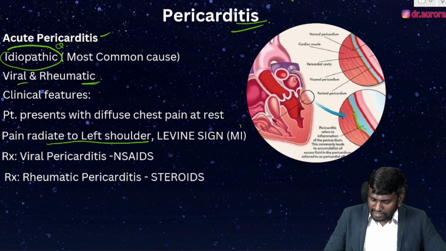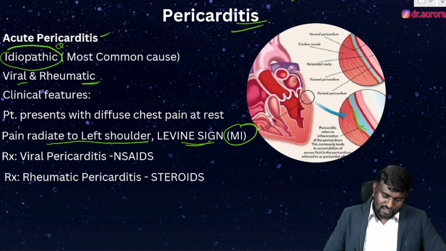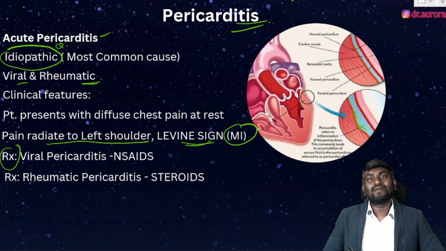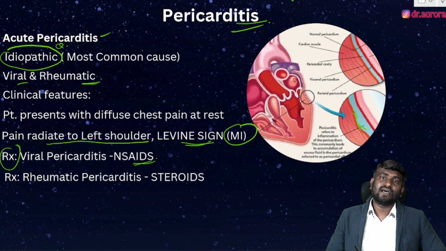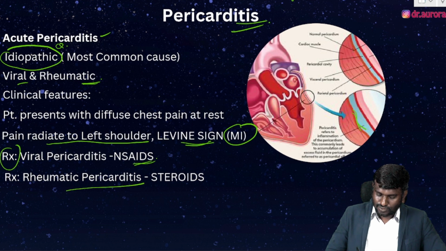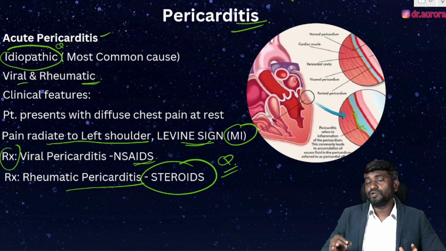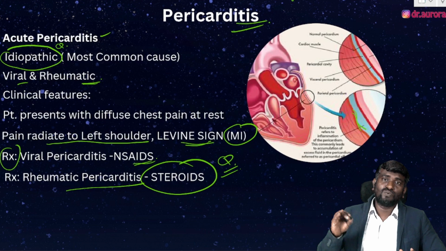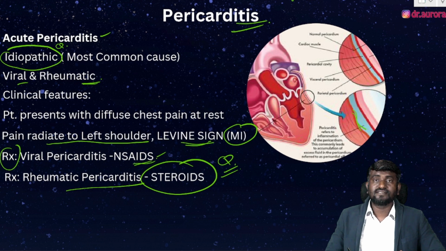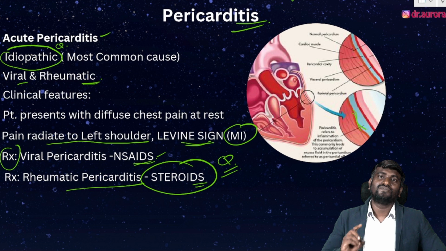In MI, you will see a condition called what? Levine's sign, in which the patient is going to have left shoulder pain. Now, treatment for viral pericarditis is going to be NSAIDs. If it is a rheumatic pericarditis, you are going to start steroids. So, two important points. You are going to remember what is pericardium and what is pericarditis. If it is viral pericarditis, you just give NSAIDs. If it is rheumatic pericarditis, you are going to give steroids. This was a clinical approach for pericardium and pericarditis.